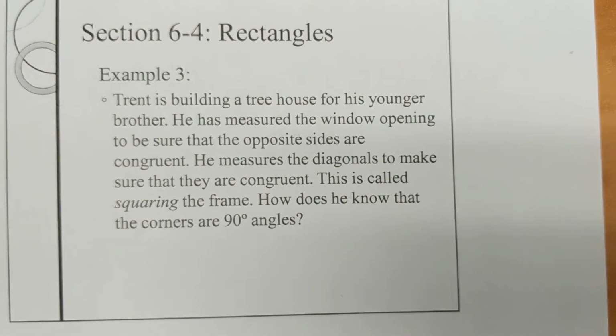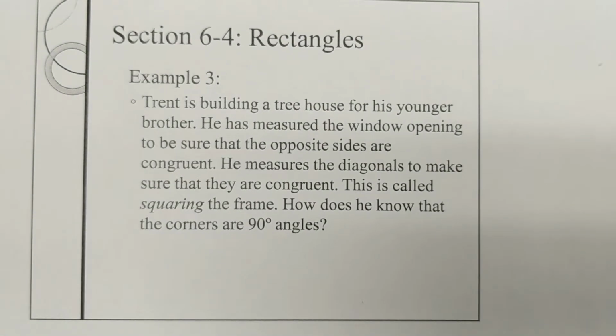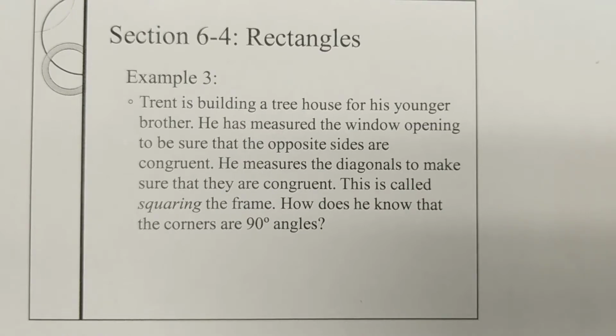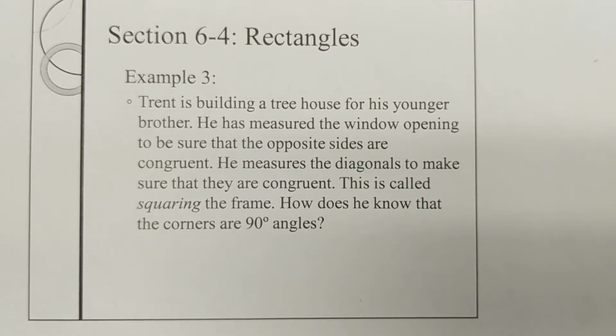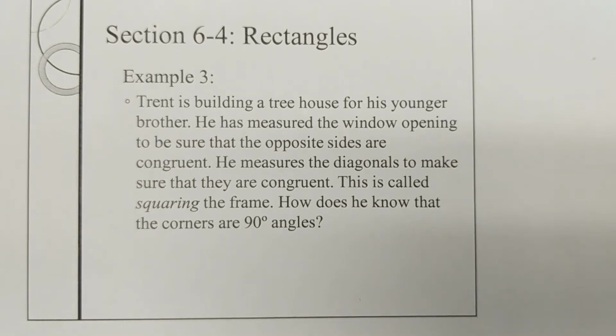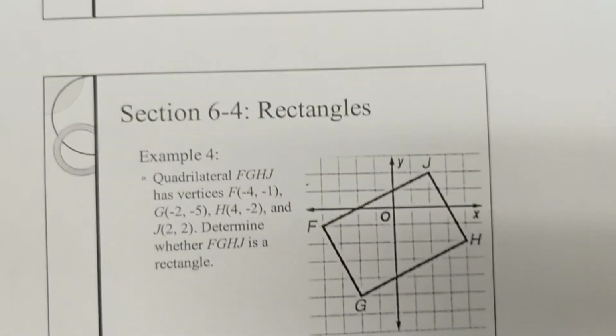All right, so example 3, Trent's building a treehouse for his younger brother. He measured the window opening to be sure the opposite sides are congruent. He measures the diagonals to make sure that they are also congruent. This is called squaring the frame. How does he know that corners are 90 degrees? Well, if he knows that opposite sides are congruent, he knows he has a parallelogram. If he knows the diagonals are congruent, he knows he has a rectangle. And if he has a rectangle, the corners are 90 degrees.